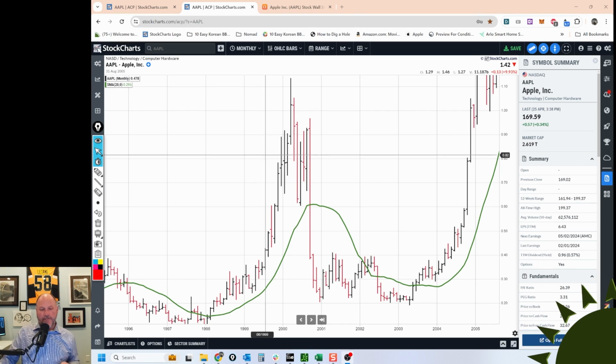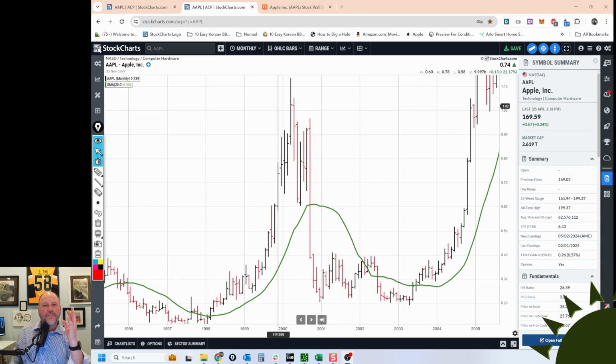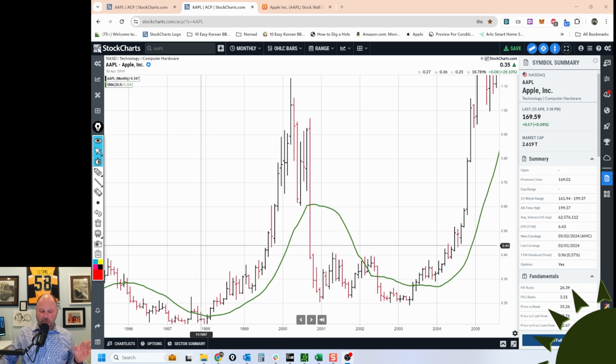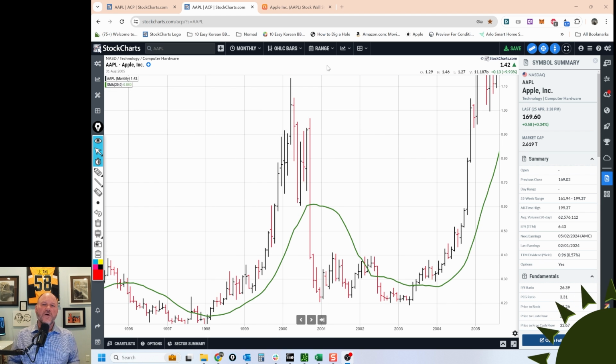All three of those components right now line up the way they did for Apple when it did this right here. This is the 2000 bear market. And of course, we had the run up, and right now you can make all kinds of arguments about whether we're in a bubble in AI. This is what a bubble looks like. And in this case, it was on Apple stock.